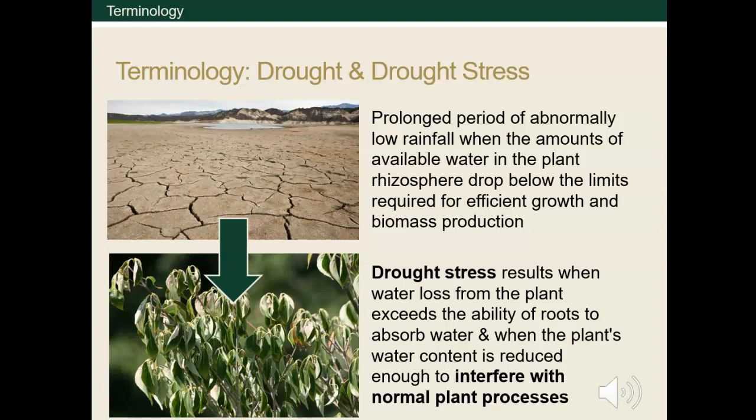The amount of available water in the plant rhizosphere drops below what is required for sufficient growth and biomass production, and drought stress results when this water loss from the plant exceeds the ability of the roots to absorb water, and, if severe enough, ultimately interferes with normal plant processes. The ability of roots to reach deeper soils where water content is less variable than in shallow soils, particularly under drought conditions, has often been associated with drought tolerance.